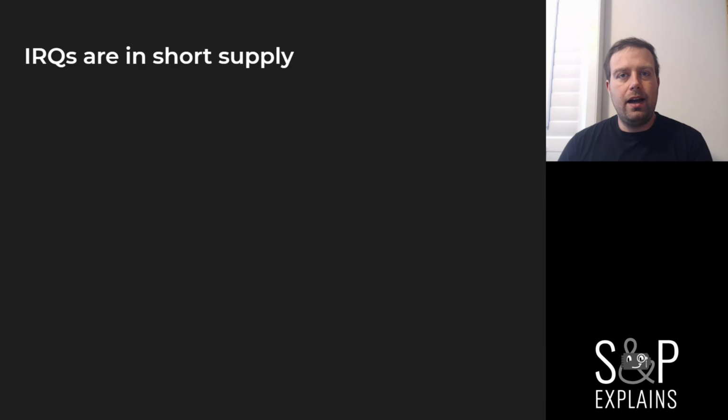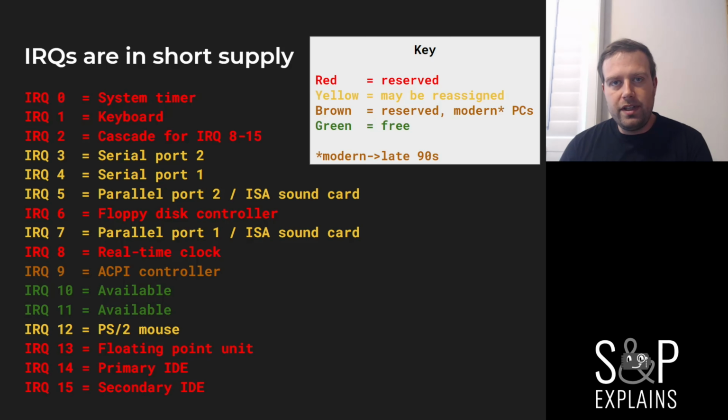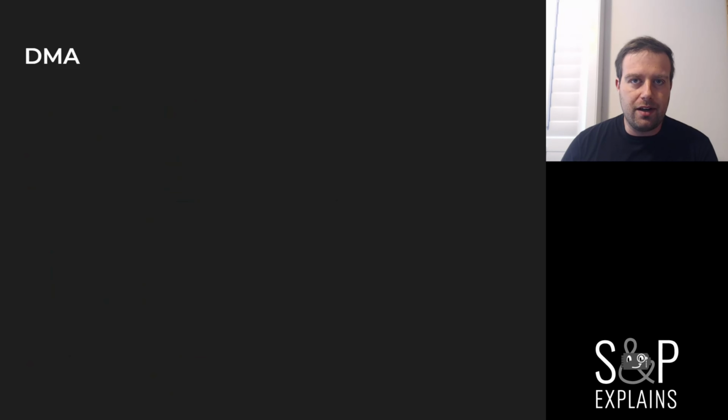The root cause is that IRQs are in short supply. There are only 16 of them on a standard PC system, and all the red ones here cannot be reassigned. The yellow ones, you might be able to disable these ports and then reuse them, but on a modern system, you may be faced with a situation where only IRQs 10 and 11 are free, and the BIOS is going to try to put all of the PCI cards on those two IRQs, which leads to conflicts.